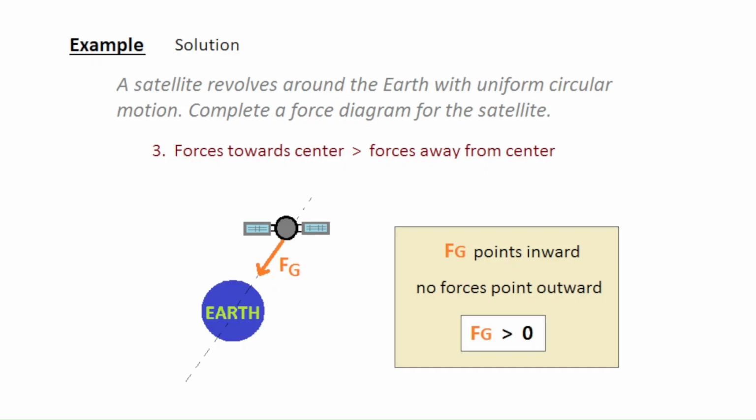Step 3, we want to understand that the inward forces are automatically greater than the outward forces, and this puts the net centripetal force directed inward. So here we have one inward force, gravitational force, and no outward forces. We can make a statement that Fg is larger than 0, but if there were any forces away from center, gravitational force would have been larger than those.